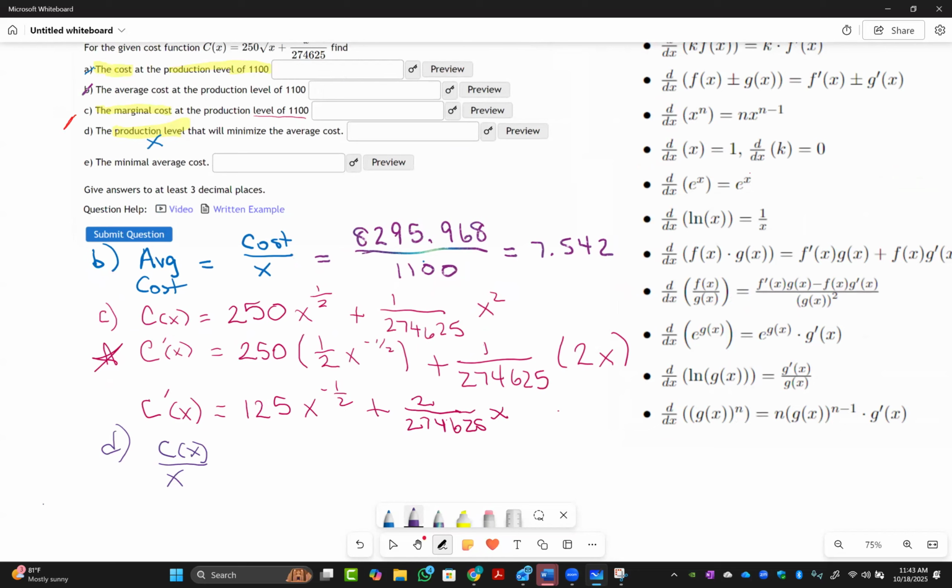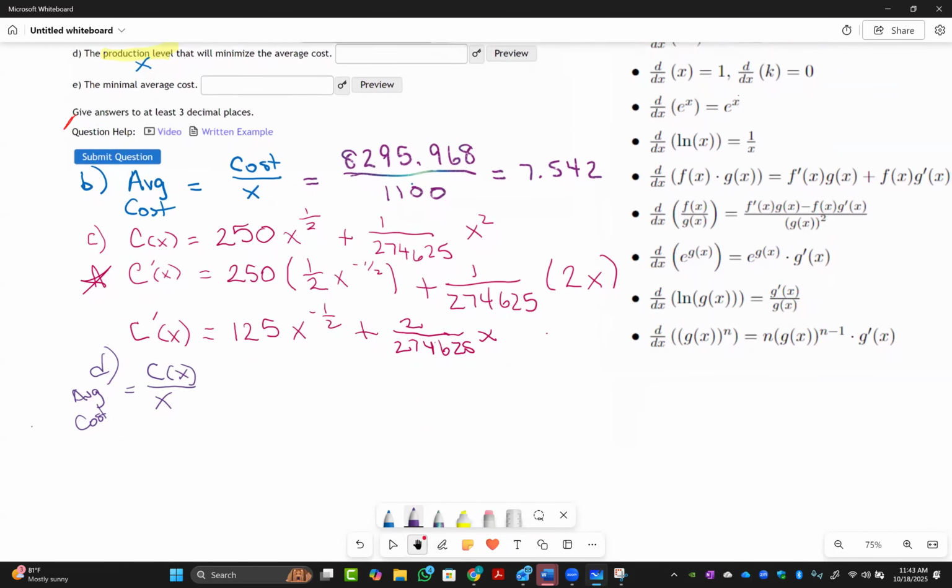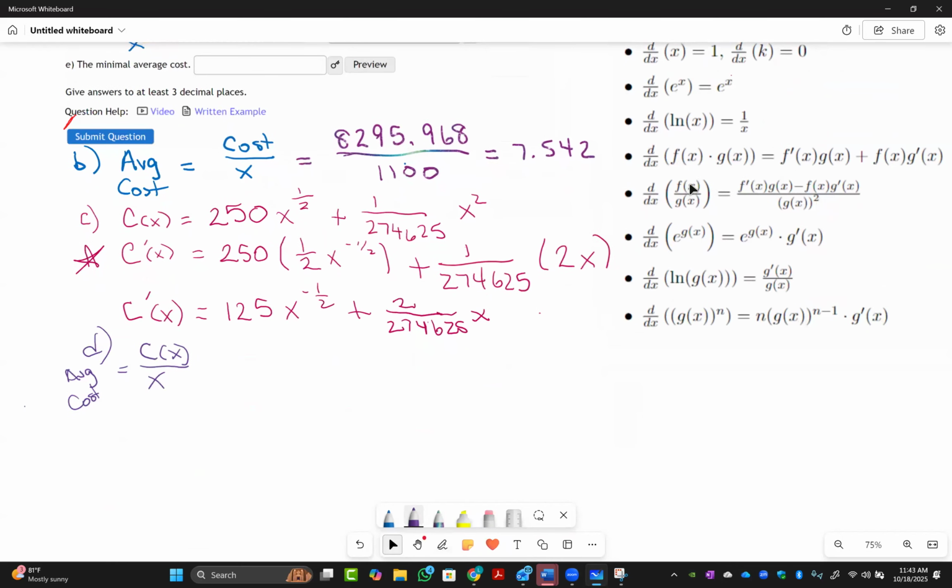This is equal to the average cost, right? It's in B. We already said yes. Everybody's good, right? Okay. This is the one that's a little harder because we need to use what?